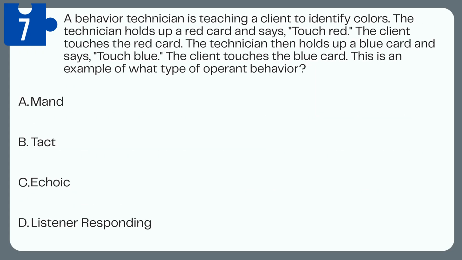Question 7. A behavior technician is teaching a client to identify colors. The technician holds up a red card and says, "Touch red." The client touches the red card. The technician then holds up a blue card and says, "Touch blue." The client touches the blue card. This is an example of what type of operant behavior? A. Mand. B. Tact. C. Echoic. D. Listener responding.